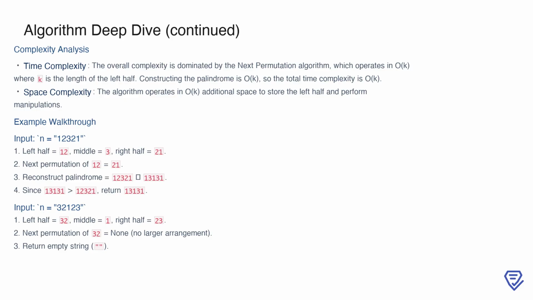Now consider 32123. The left half is 32, the middle is 1, and the right half is 23. However, no next permutation exists for 32, as its digits are in descending order. This means no larger palindrome can be formed, and we return an empty string. These examples highlight how the algorithm efficiently handles different scenarios.